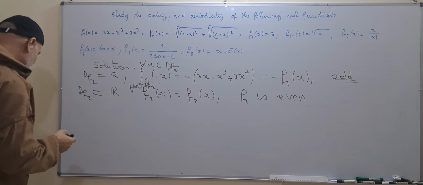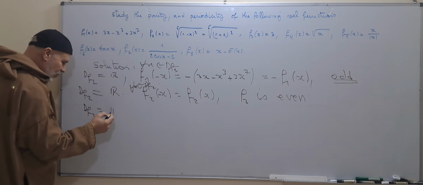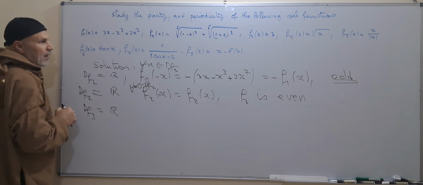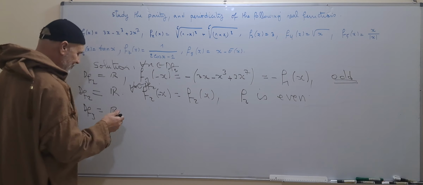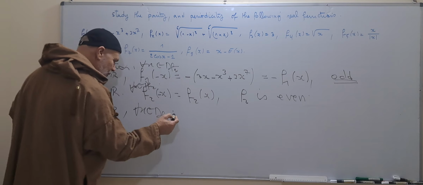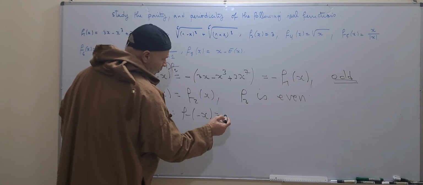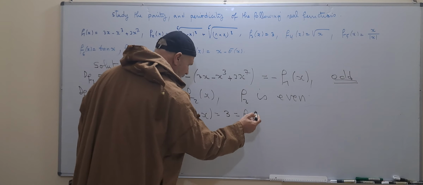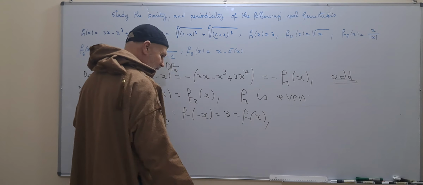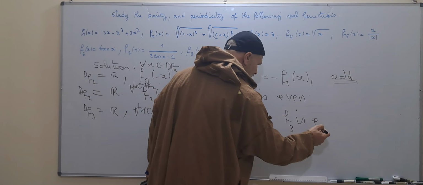How about f3? The domain of f3 is R, so this is symmetric. Then for all x in the domain of definition of f3, we have f3 of minus x equal to f3 of x. This means that f3 is even.